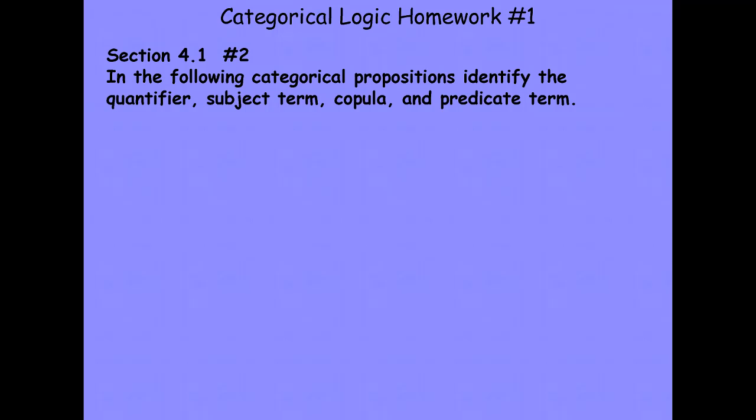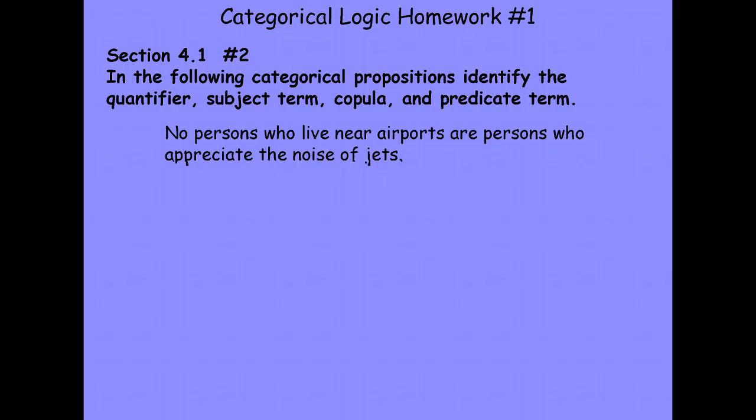predicate term. Our categorical proposition given to us in this problem is, no persons who live near airports are persons who appreciate the noise of jets. So the purpose of this exercise is to get us used to understanding each of the components of a standard form categorical statement. Every standard form categorical statement has the following components.